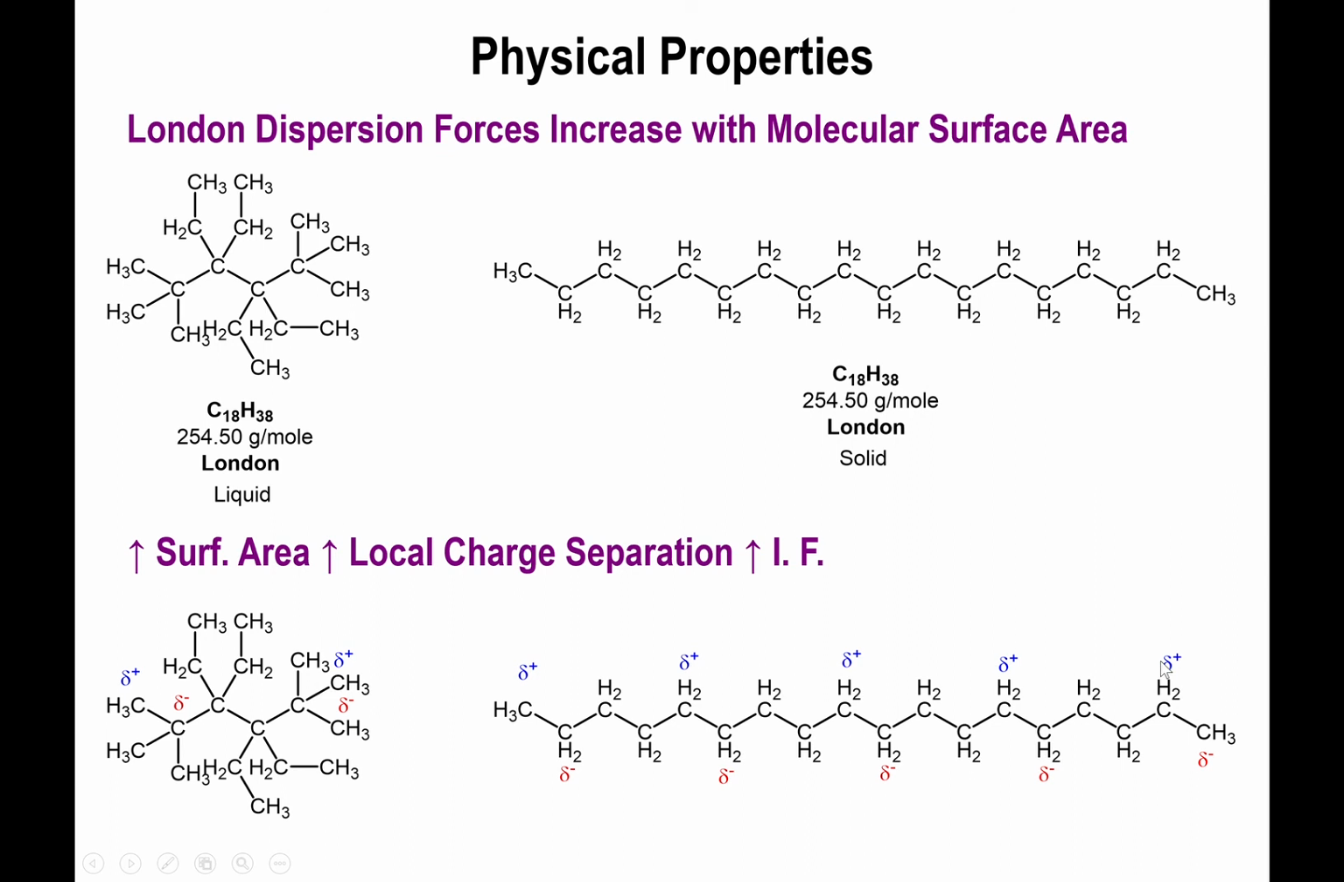And as a result of that shape difference and the fact that the charges are better separated in the linear structure, you have more intermolecular forces present. Granted, they're all London, but there's more of them. And so the linear molecule ends up with a greater intermolecular force overall, which makes it a solid at room temperature as opposed to the liquid form of the first molecule.